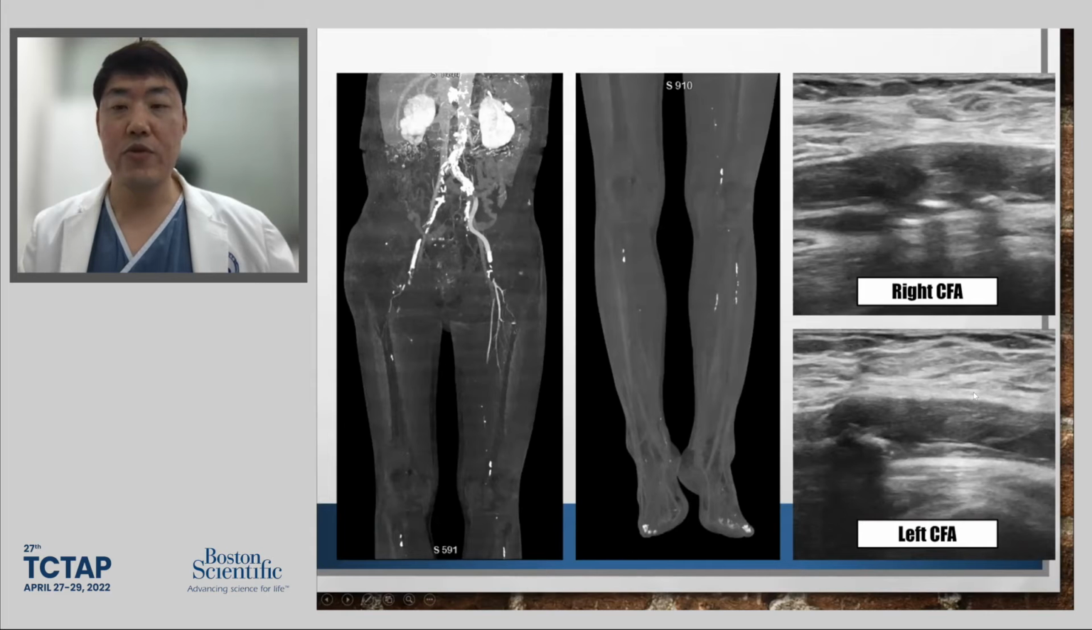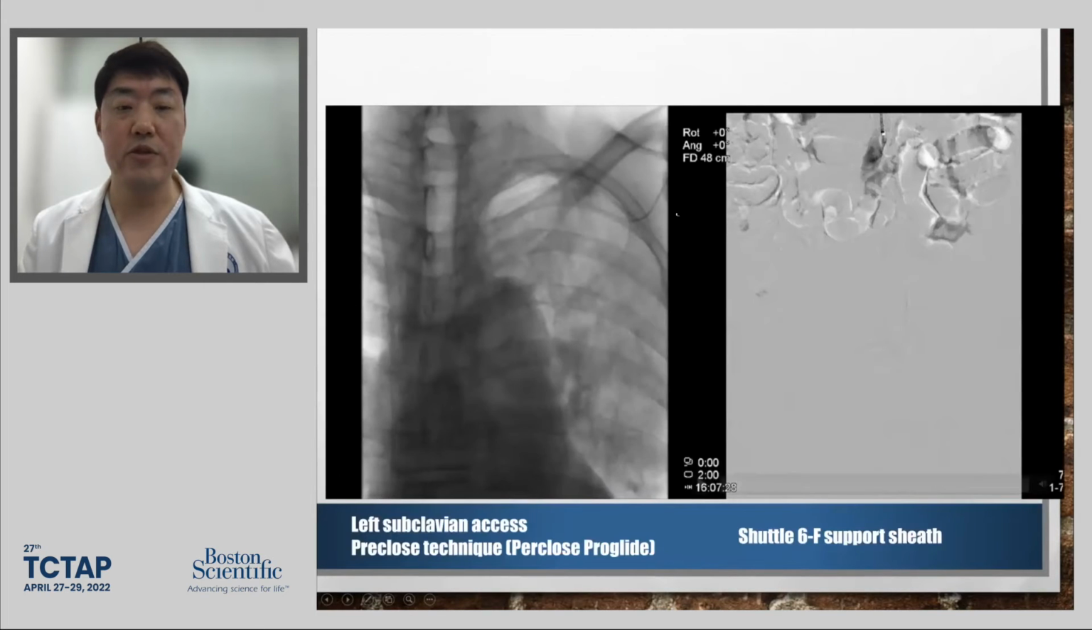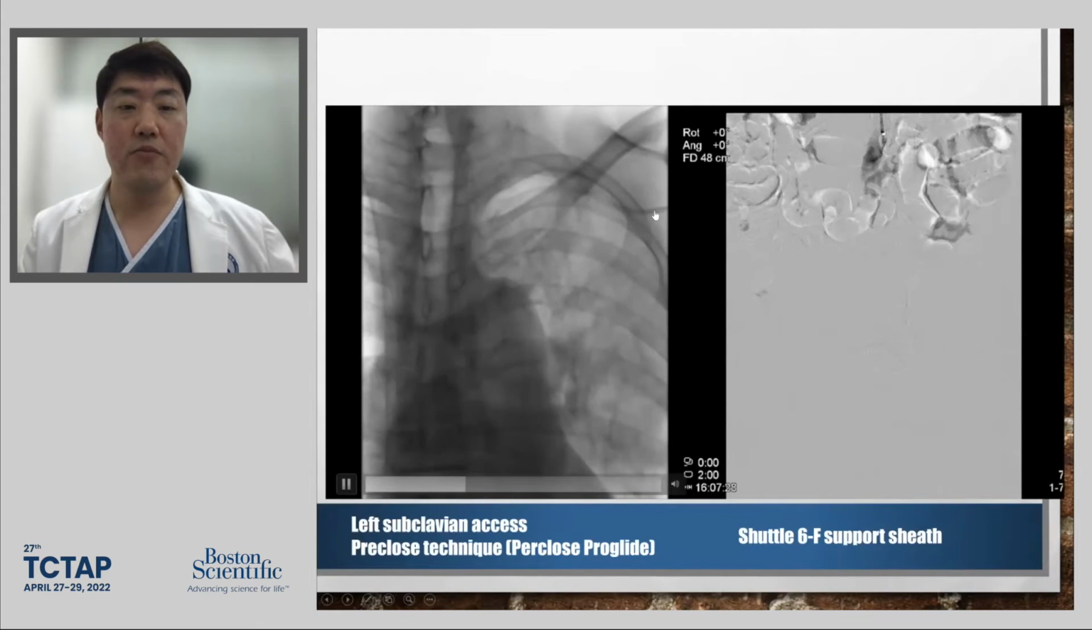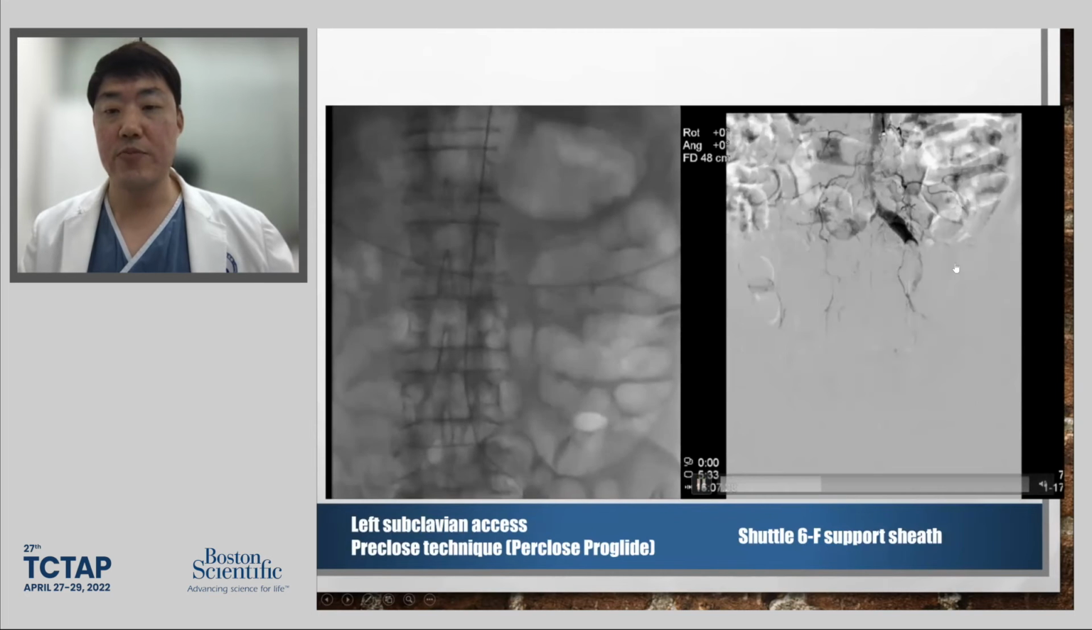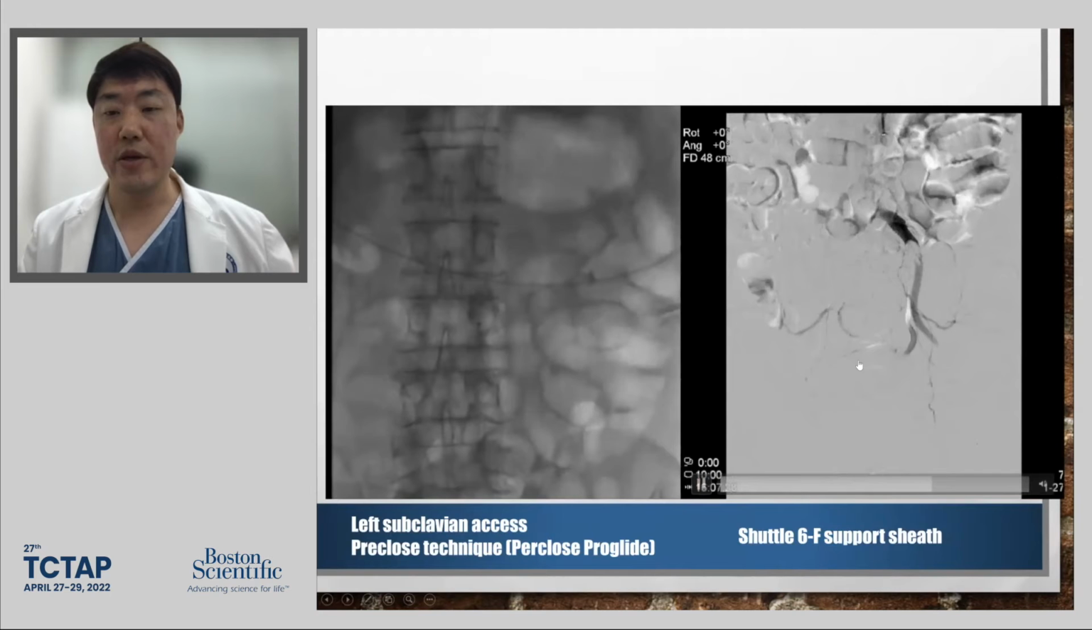So we could do bilateral puncture, but in this case, we decided to do an axillary axis. This was possible because the AngioJet device is only 6 French. So we did a pre-close technique in the axillary artery, and then we put a sheath and did an angiogram. And you can see that the patient has both iliac artery occlusion.